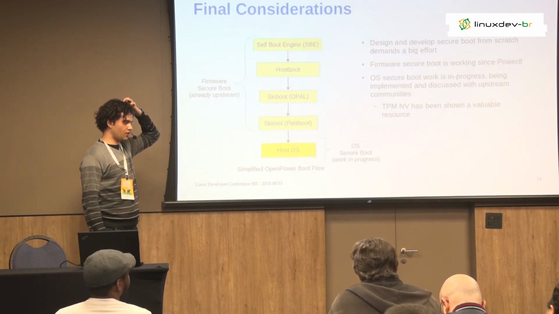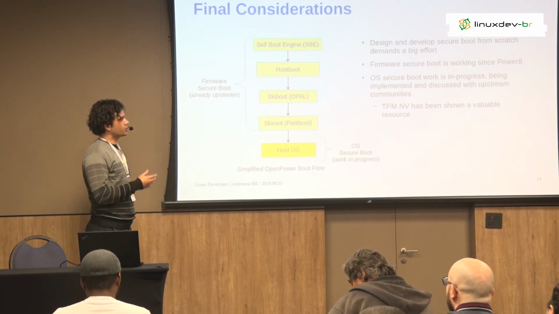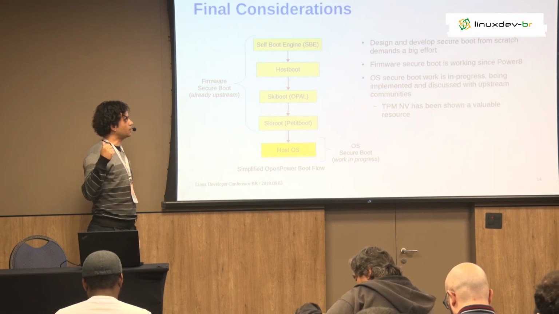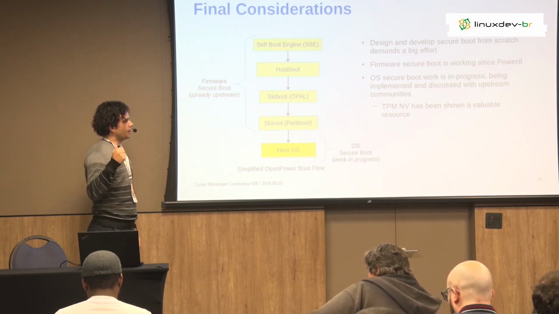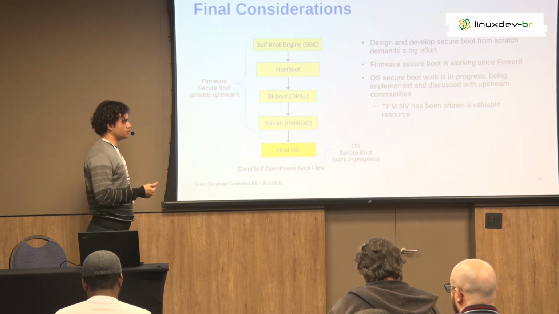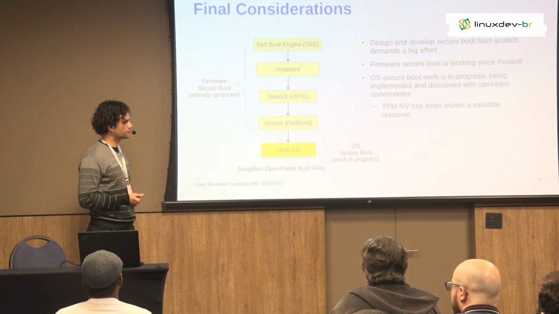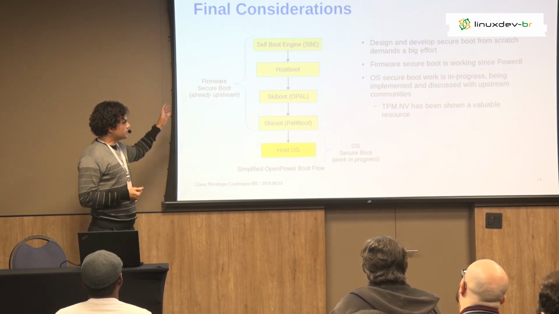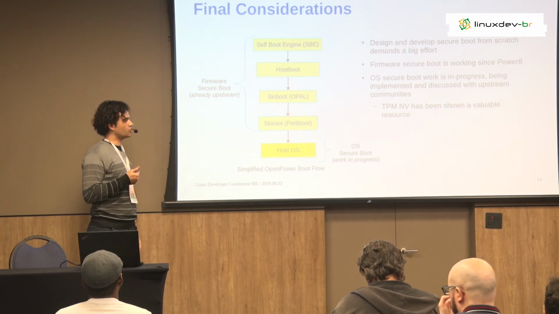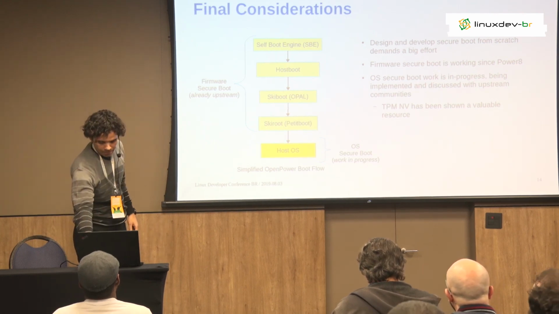It's cross-layer. And firmware Secure Boot has been working since the Power 8 OpenPOWER system. And OS Secure Boot is in progress. We are discussing part of this design with the Linux upstream community. And we are using the TPM-NV, and it has shown to be a good resource for protecting the other keys.